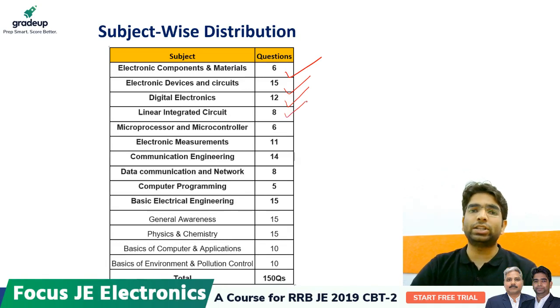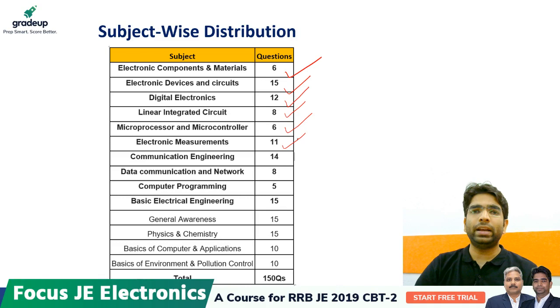Linear integrated circuits, about op-amp circuits, again 8 questions were asked in the mock, which is also a good weightage. Six questions from microprocessor and microcontrollers. Yes, about 5 to 7 questions from microprocessor and microcontrollers can appear in your main examinations. One class on DCN will be conducted, don't worry.